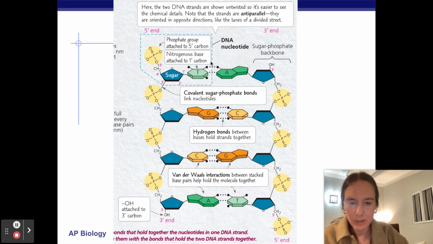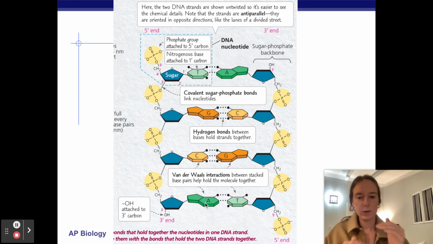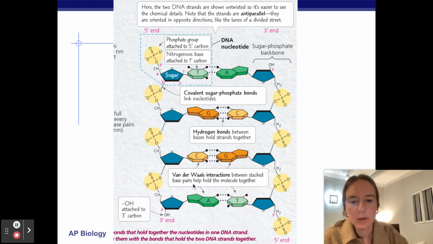Now, notice that you have these dots here. These are representing something called hydrogen bonds. Now remember that hydrogen bonds are very weak bonds. They're not very weak, but they're weaker than covalent bonds, and they hold the bases together. You also have van der Waals interactions between stacked base pairs, so between this C and this A, that are holding the molecule together. So van der Waals forces are like kind of weak interactions between non-charged molecules that are interacting, kind of holding them together in place.